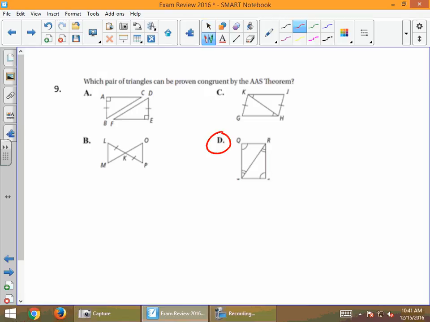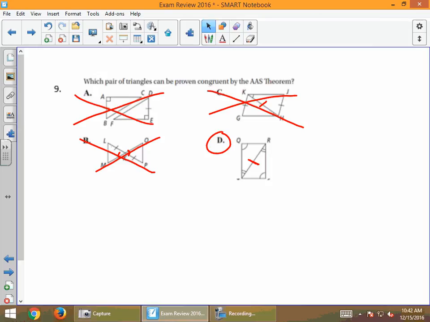Because again, similar type of question. These share a side, so that guy in between is the same. Angle, angle, side. This doesn't work. We don't have enough info. Same thing here. Yeah, those are congruent, but not enough info there. These do share a side, but we have that forbidden angle, side. That one doesn't work either. That leaves us with D. Questions over there?